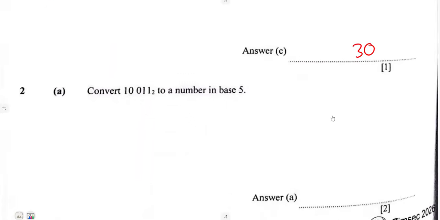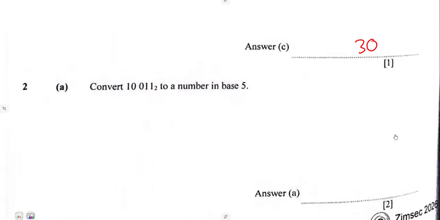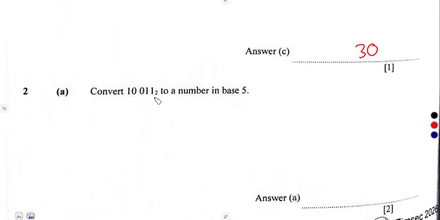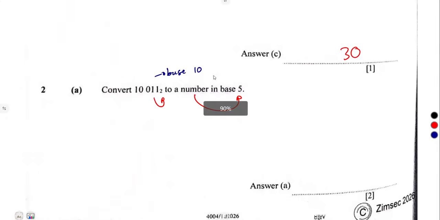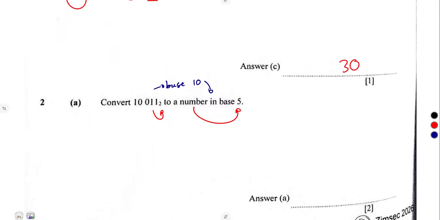2A, we are given to convert this number that we are given in base 2 to a number in base 5. So from base 2 to base 5, we can do this by converting to base 10. Then from base 10, we can convert to base 5. So that is how we can simply consider. All right, so this is what we're given, 1, 0, 0, 1, 1, base 2.